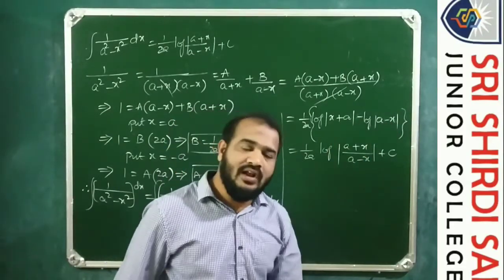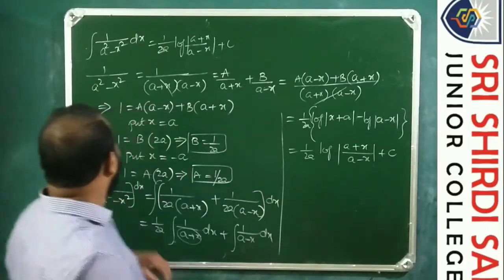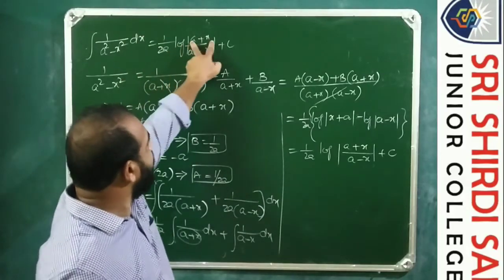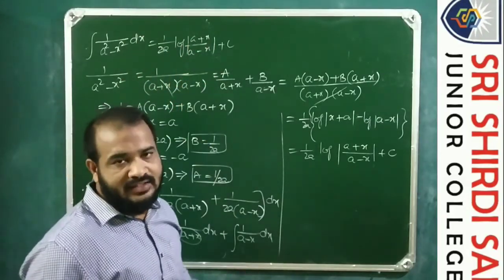So this is how we will evaluate. In a similar way, integral 1 by x square minus a square dx equals 1 by 2a log mod x minus a by x plus a, plus c, we can show.